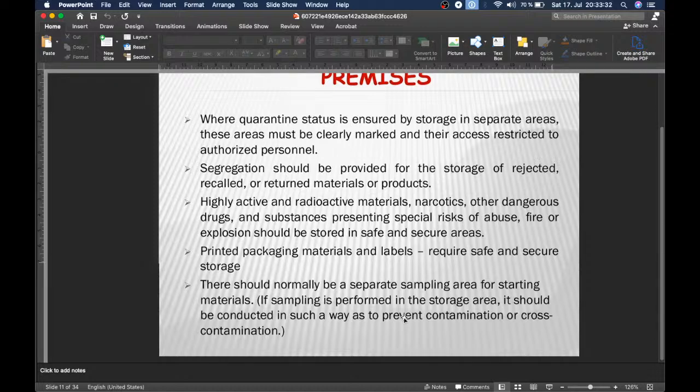Printed packaging materials and labels have to be taken care of, and require safe and secure storage. And there should normally be a separate sampling area for starting materials. If sampling is performed in the storage area, it should be conducted in such a way that it prevents contamination or cross contamination.